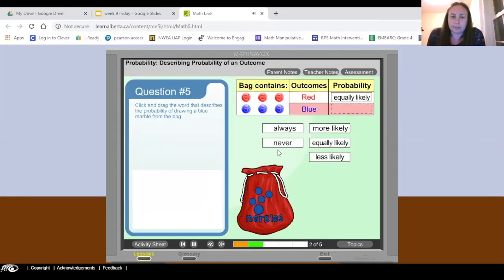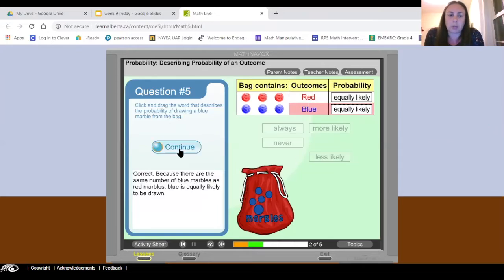Because there are the same number of red marbles as blue marbles, red is equally likely to be drawn. Click and drag the word that describes the probability of drawing a blue marble from the bag. Well, equally likely, we've already done that. We already said there are the same. So if red was equally likely, then so is blue. It is equally likely to get red and blue.